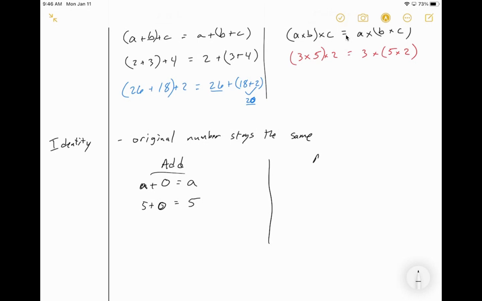And for multiplication, A times 1 is equal to A, right? So 7 times 1 is still equal to 7. All right, so those are the different ones. So identity property is pretty simple. It's what happens: you see it and it changes the same, or it doesn't change anything.